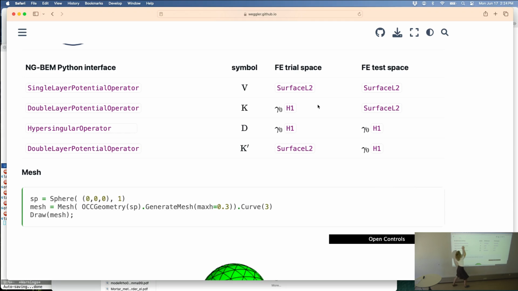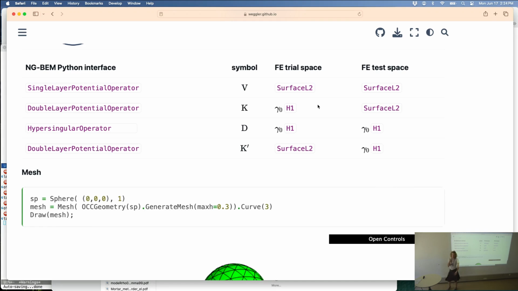You also have other potential operators. In the BEM community they are called the double layer potential operator. It is what you get when you take the double layer potential as an ansatz function for the solution. Here you have another trial space and the same test function. And the NGSolve trial space is just the natural space from the 3D NGSolve H1 space.